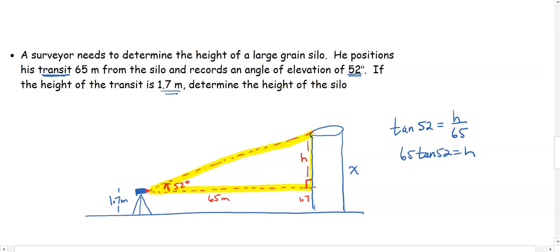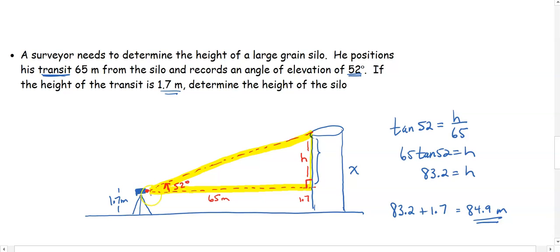Now multiply that out, 65 tan 52 gives me about 83.2. Or 83, we'll round off. Or we'll leave it at 83.2 because this is 1.7. All right, so now I know the height right there is 83.2. So now I have to take my 83.2, add it to the 1.7, and now I can get my 84.9 meter height of the silo.